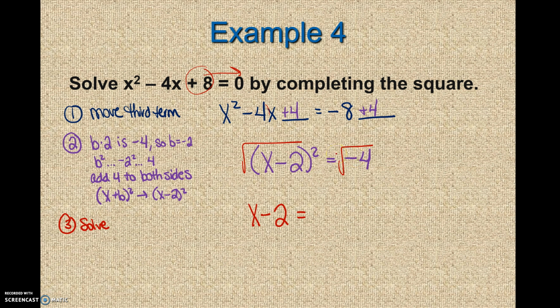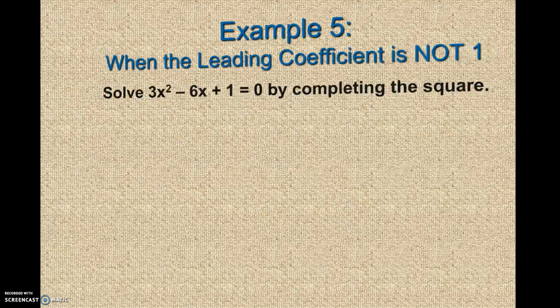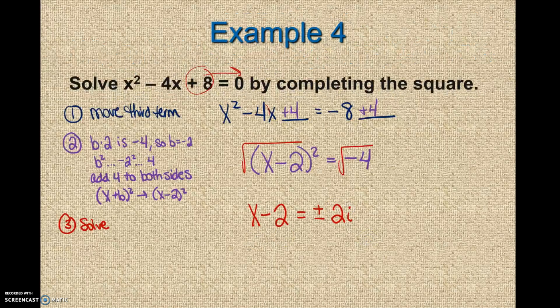Square root both sides. What is the square root of -4? What's the square root of 4? 2, and because there's a negative in there, it's i. It always thinks that my dotting of the i is moving to the next slide. So our final answer is 2 plus or minus 2i.